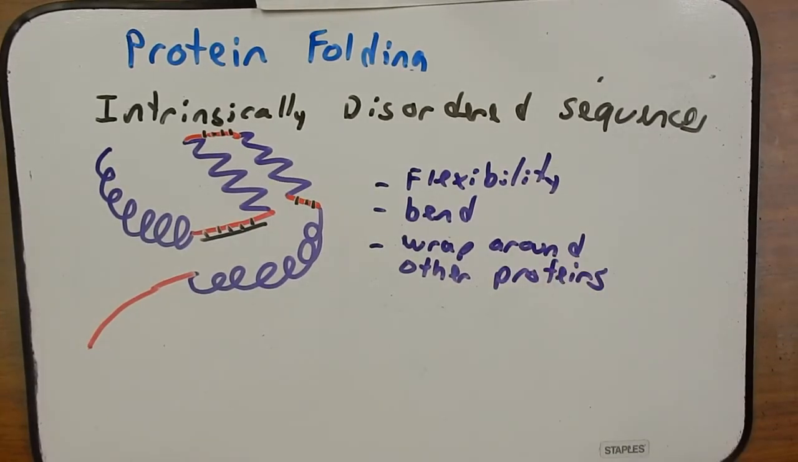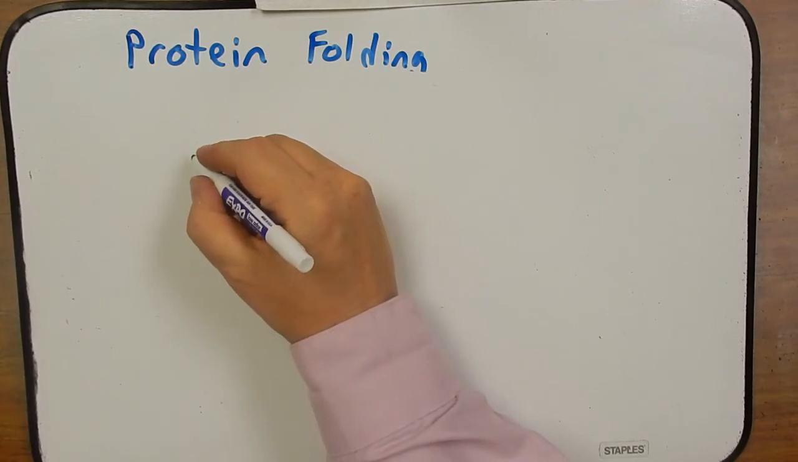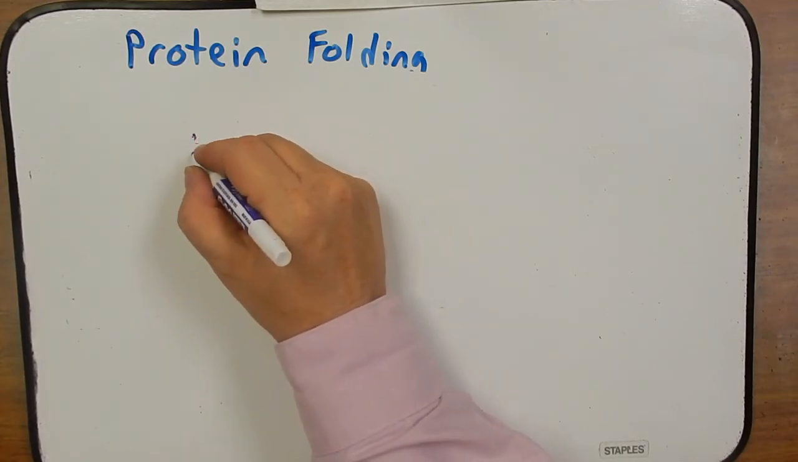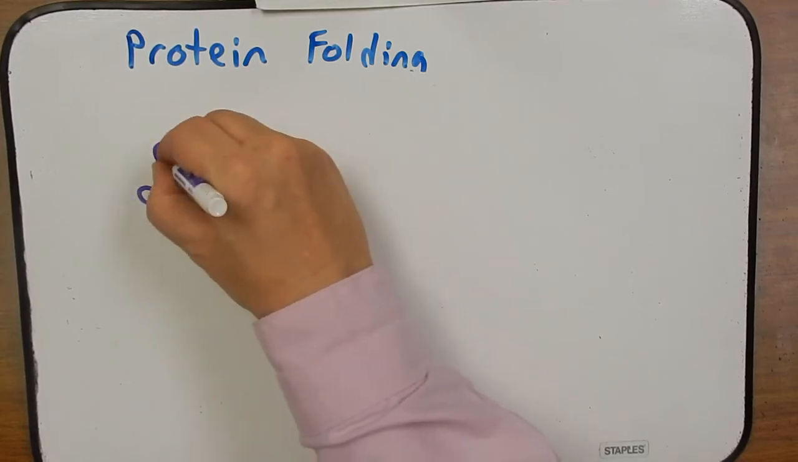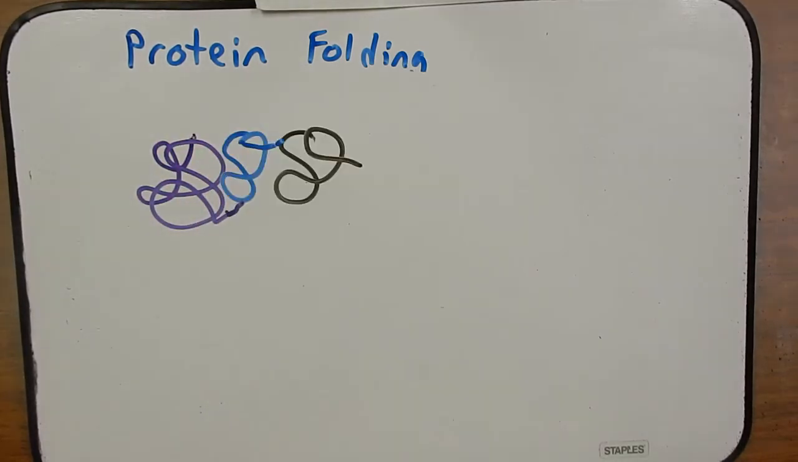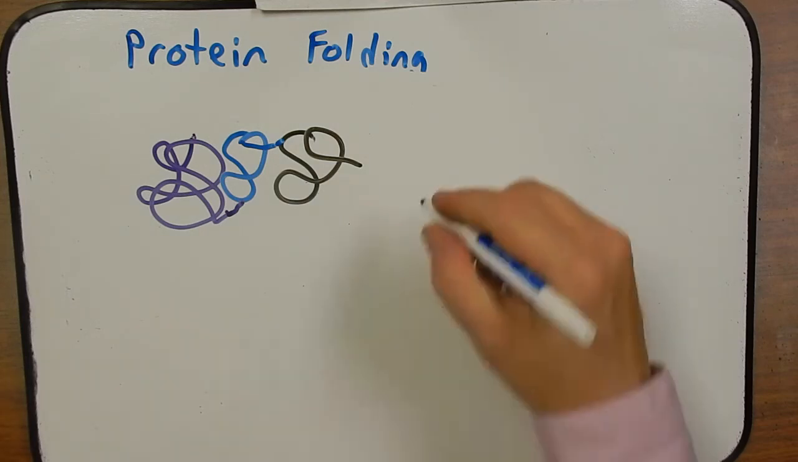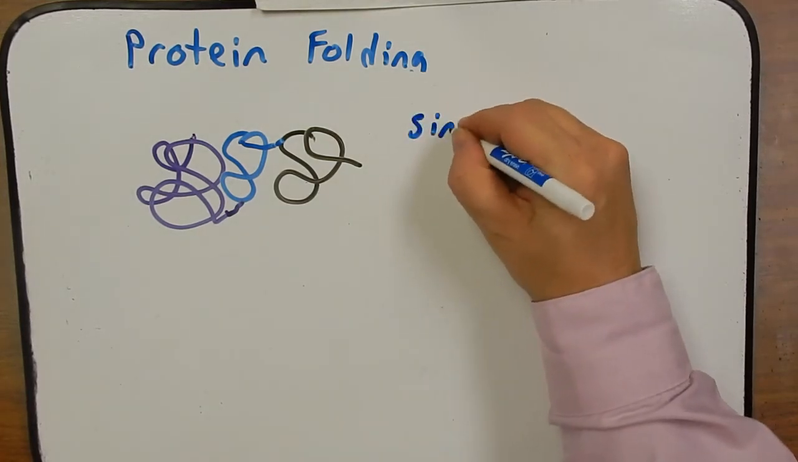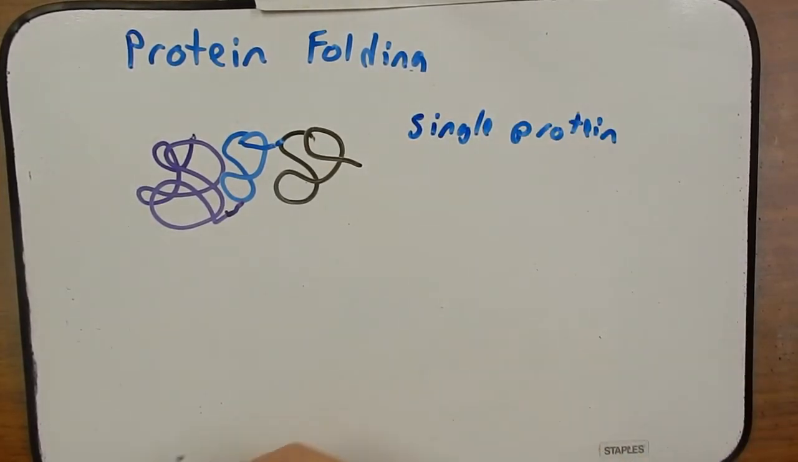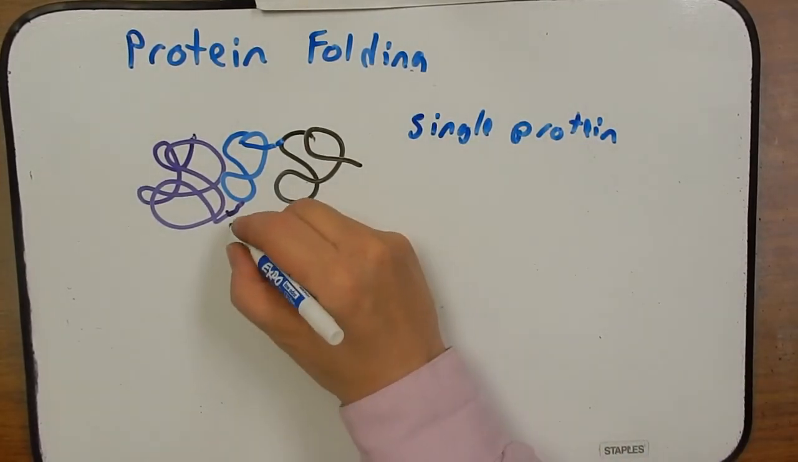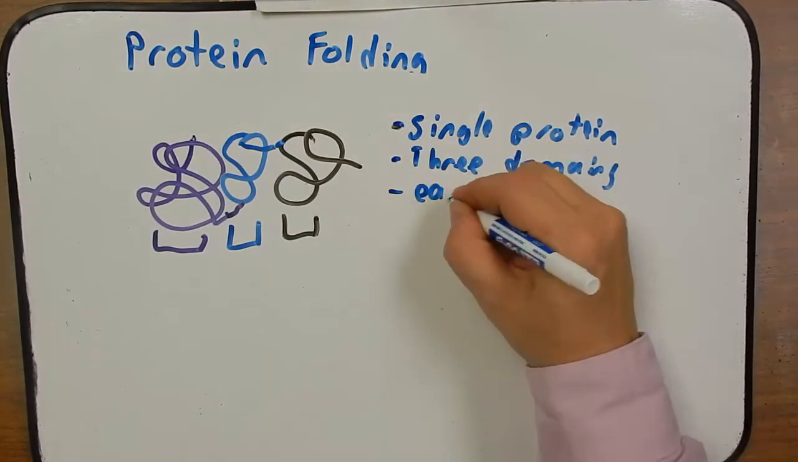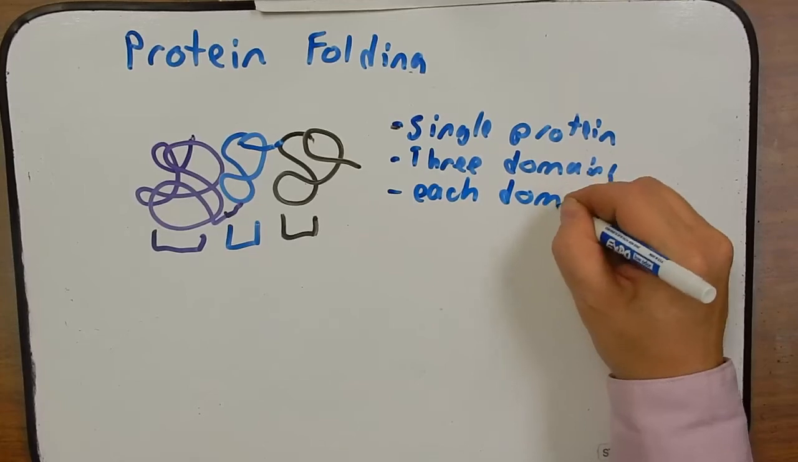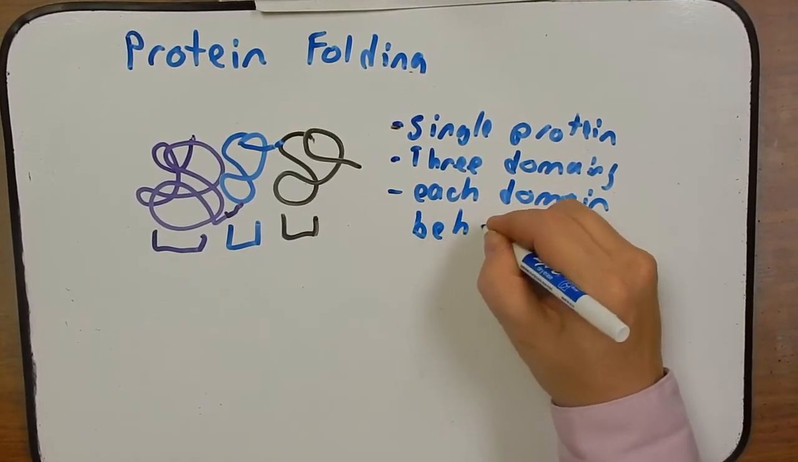The next thing I want to talk about are protein domains. So to talk about this, I'm going to draw different structures of a protein, and I'm not going to draw the specific secondary structures this time. I'm just going to draw them as kind of these globs. Now, I drew them in 3 distinct colors here, even though this is a single protein that I drew. One protein. But this protein has 3 domains. Let me write that here. Each domain behaves independently.